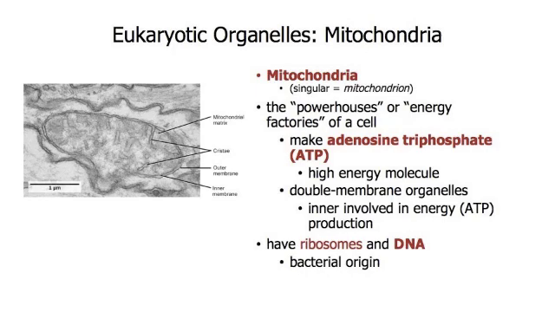Besides their ability to provide cellular energy, mitochondria and chloroplasts share another unique feature among eukaryotic organelles. That is, they contain DNA. This fact is evidence that supports endosymbiotic theory.